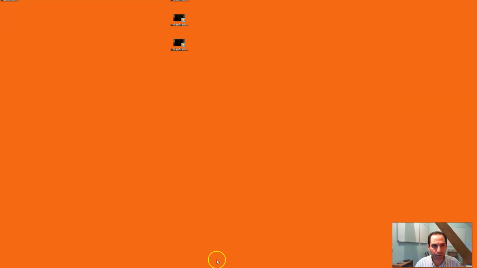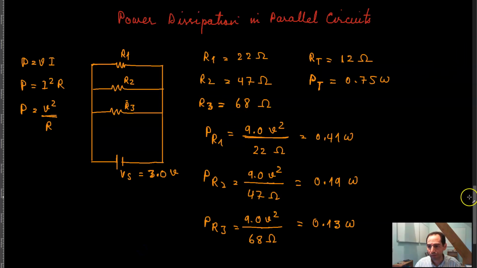Okay, so now let's do a couple of examples related to power. Let's say that, for example, you have a couple of resistors connected in series. Let me get my electronics up here.